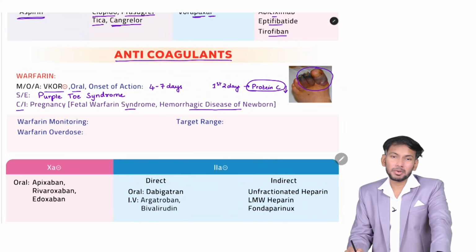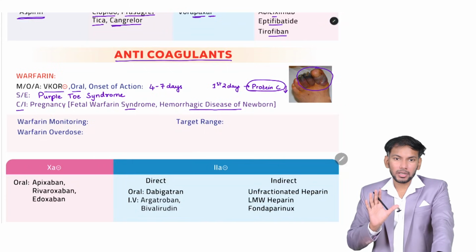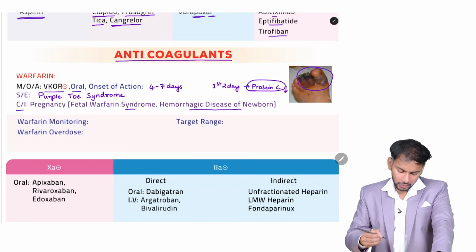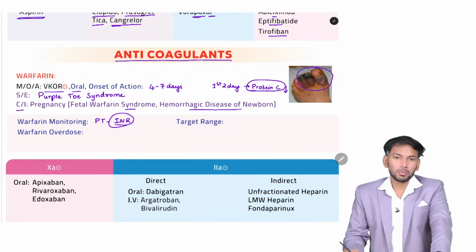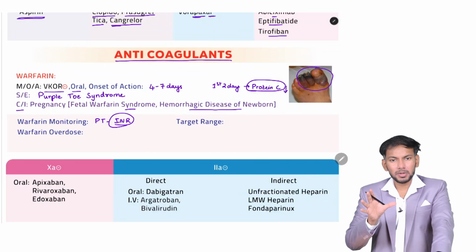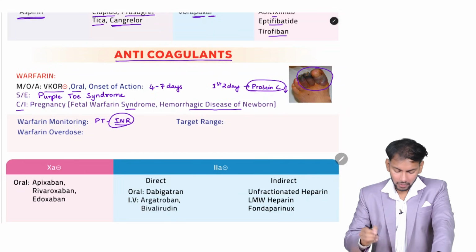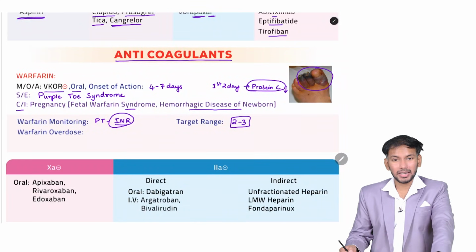Now, why are we not preferring warfarin nowadays? Because it needs continuous monitoring. How do you monitor warfarin? You monitor it with the help of PT-INR. You do PT and INR. Yes, we give most importance to INR. And what is the target range? When a person has thrombus, INR has to be somewhere between 2 to 3. That is the target range.